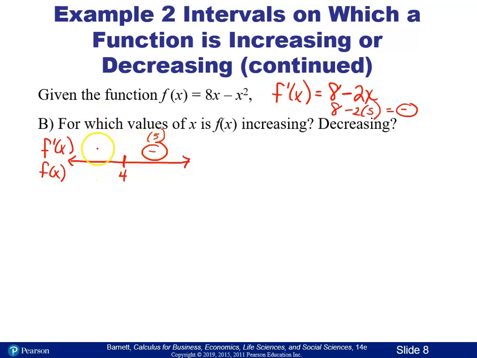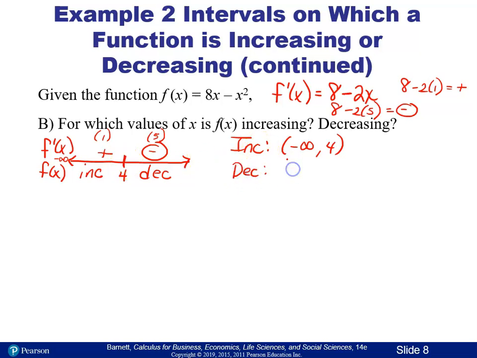If I put in maybe 1, because 1 would be in this interval, then that's going to be 8 minus 2 times 1, so that's going to be a positive. What that tells me is if my first derivative is positive, that means the actual function is increasing. If my first derivative is negative, which it is on this interval, then that means my regular function is decreasing. So to answer our question, our function is increasing from negative infinity to 4, and then it's decreasing when it goes from 4 to infinity.